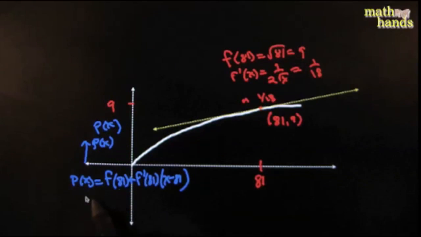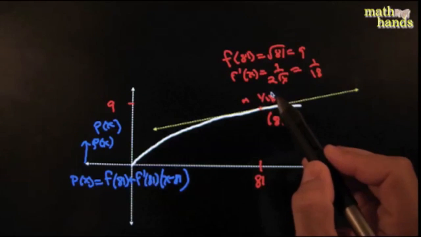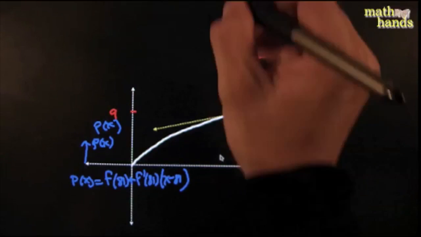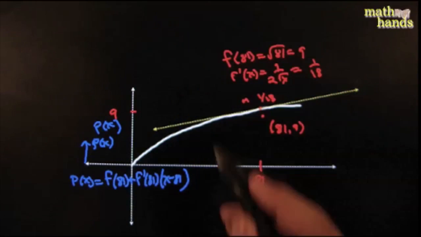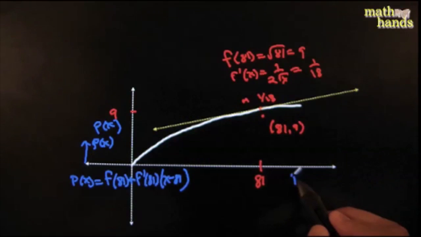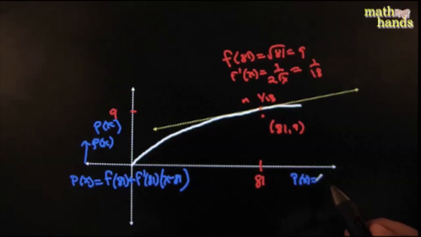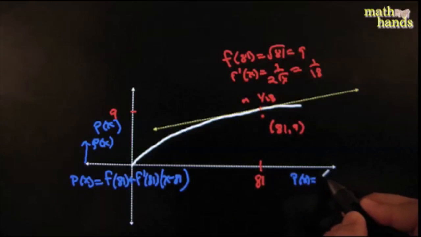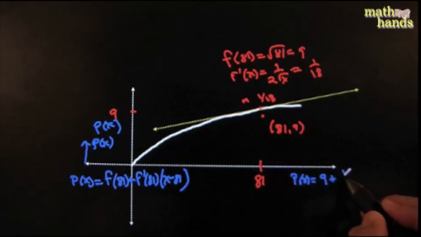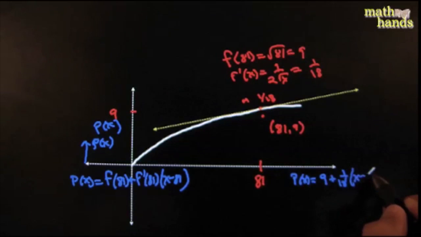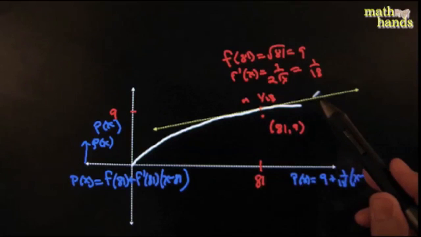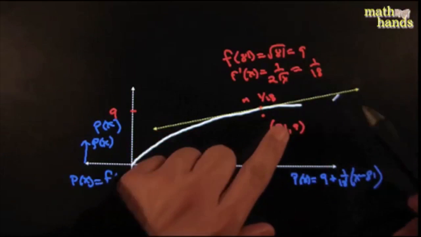That's my polynomial. f of 81 plus f prime of 81. I've got all of them. Here's my f prime. Here's my 81, and f of 81 is 9. And so you get that the equation is P of x is equal to f of 81, that's 9, plus the slope, 1 over 18, times x minus 81. There you go. We find the equation of the tangent line. This is called the equation of the tangent line.